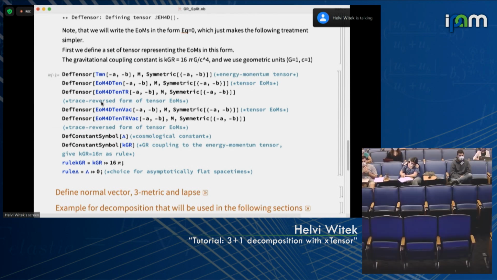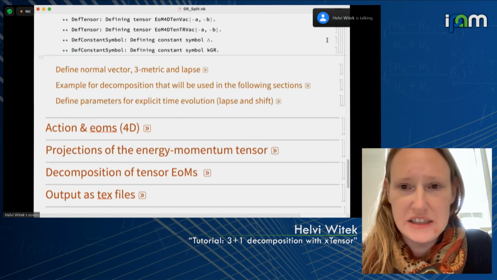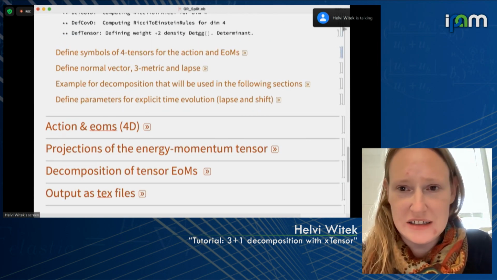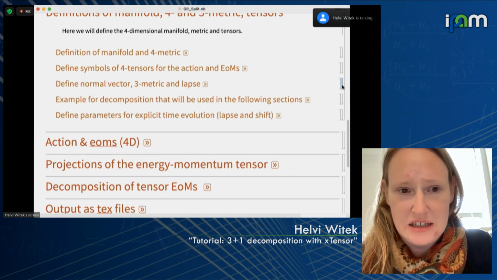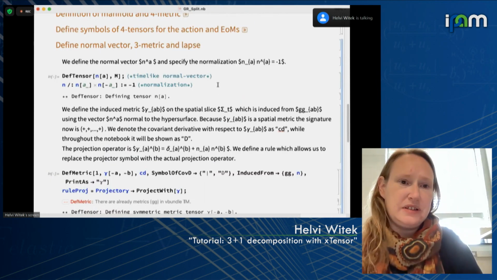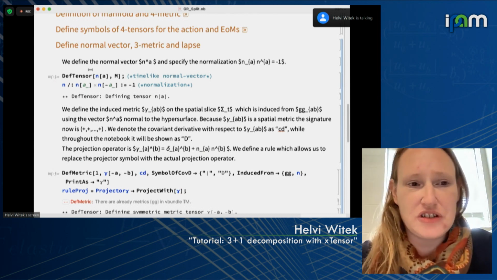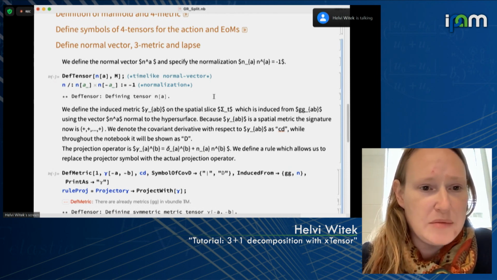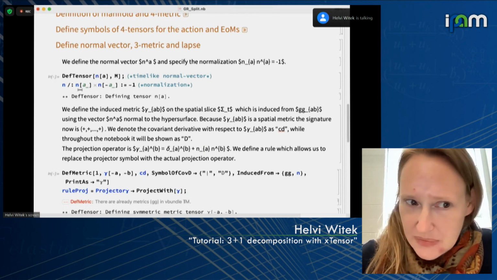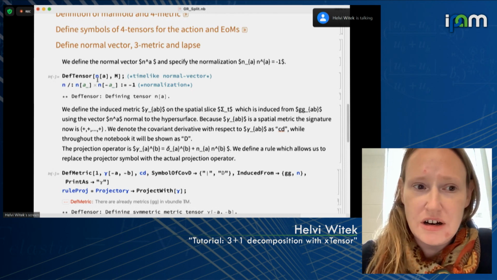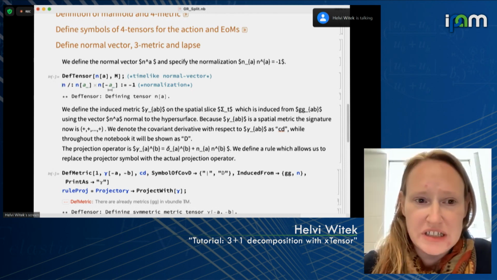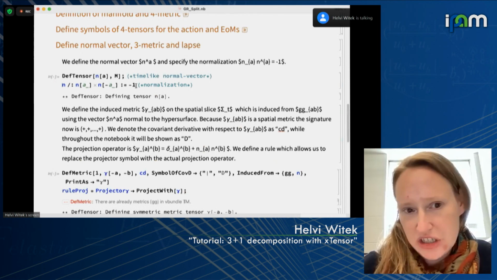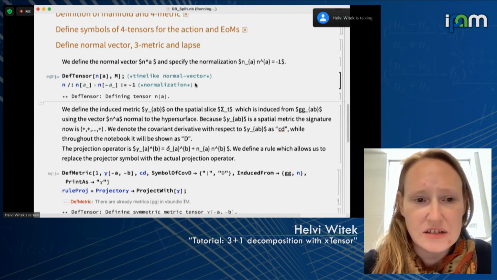So let me just go through here. Good. Now the next thing we need is our tensors and vectors for the 3+1 decomposition. I'm defining the normal vector here, again as a tensor living on our manifold M. I'm using this expression to indicate that whenever I see the contraction of the normal vector with itself, it should immediately be replaced by -1, which is the normalization that we use for our normal vector.